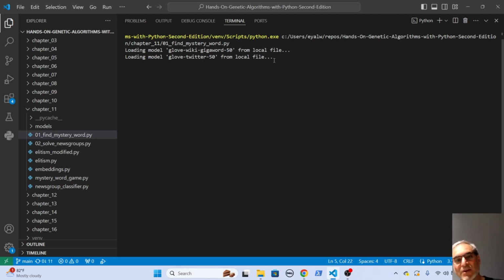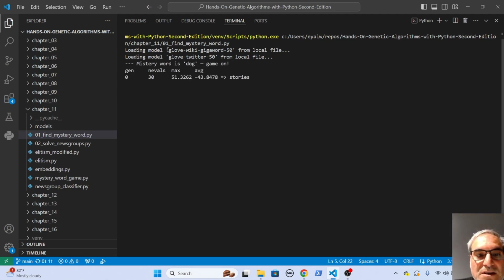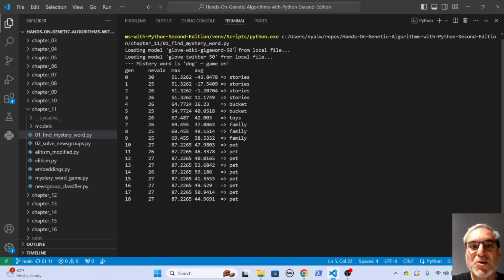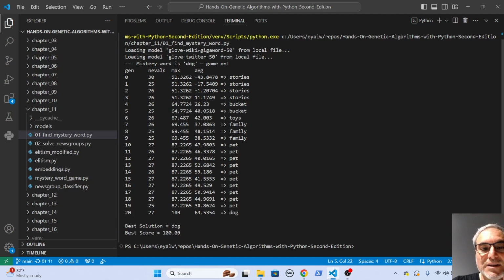The first time you run that, it will load the embedding models from the internet, and it will take a little longer to run the first time. But then it will save it locally, and afterwards it will load it from a local file. And what happens now, in every generation, it shows you the word that represents the best guess. So you can sort of see the evolution of the guesses.